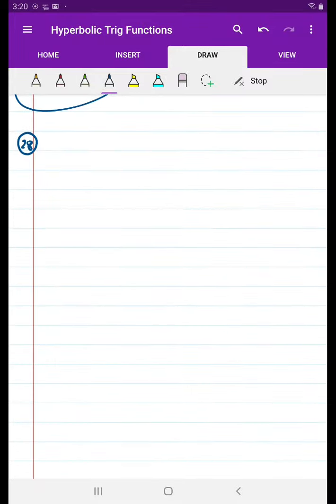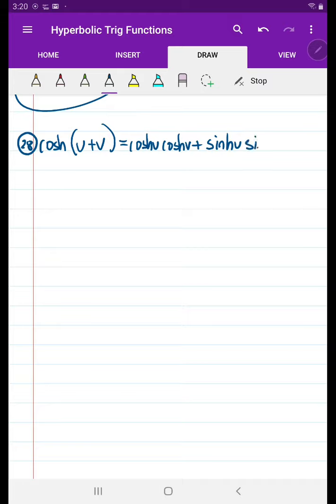So for 28, we have cosh(u plus v) equals cosh u cosh v plus sinh u sinh v, and we have to verify that. Okay, so how I'm going to start this, I'm going to start with the right side of the equation, and I'm going to start working there.